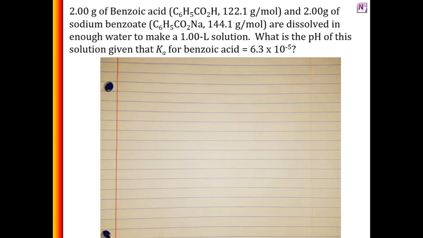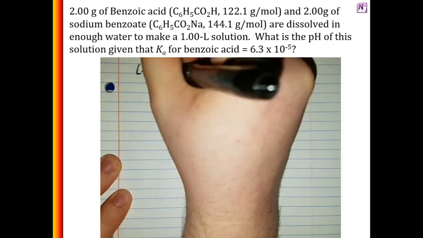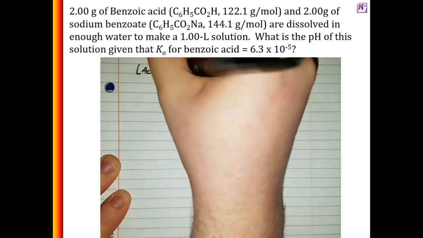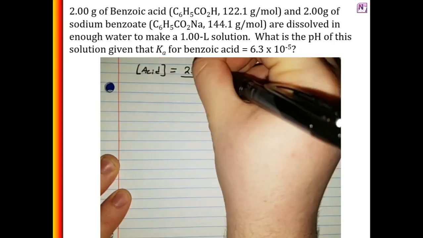Okay, so let's try to work this one out. So again, the first thing we have to do is convert from grams to a concentration. So they gave us 2 grams of each chemical. They gave us the molar mass of each. They told us we have a 1 liter solution. So first let's calculate moles, and let's convert those moles to a molarity. Okay, so the concentration of our acid, so we'll start with the benzoic acid. You could start with either one, doesn't really matter. Okay, so they gave us 2 grams, and they gave us a molar mass. Okay, so you can set up your dimensional analysis.